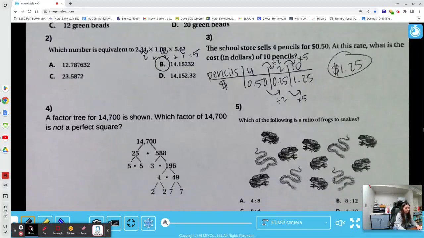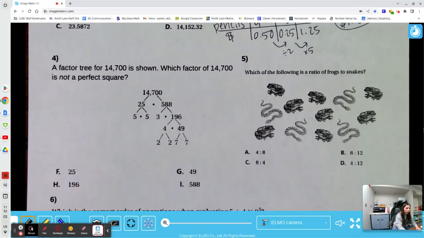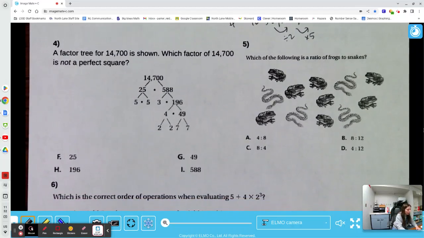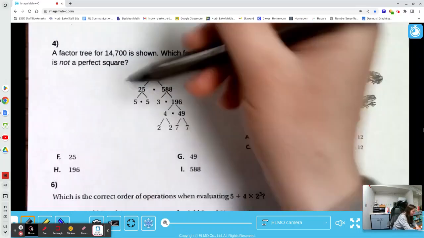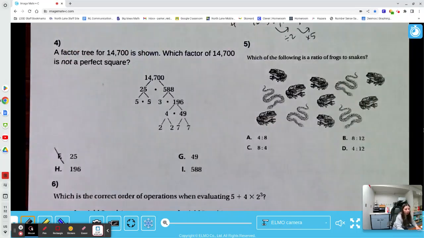Number 4, a factor tree for 14,700 is shown. Which factor of 14,700 is not a perfect square? So remember, a perfect square is a number we get when we multiply something by itself. So for example, 25, we can do 5 times 5 to get that. That means that is a perfect square, so I would not want to choose that.